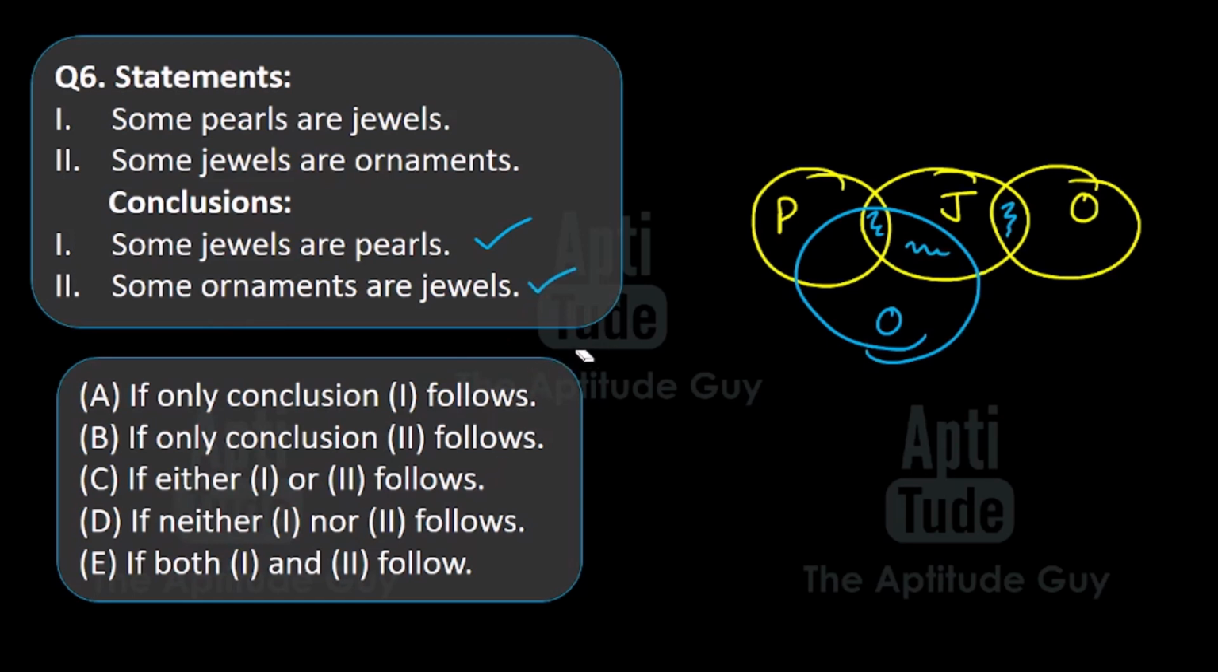Now this is such a simple question where you don't even need the Venn diagram. Just look at the statements and the conclusions. First statement, some pearls are jewels. First conclusion, some jewels are pearls. Exactly opposite of this. So obviously it makes sense. Second one, some jewels are ornaments. Some ornaments are jewels. Obviously the conclusions are just flipped statements. So they have to be true. So what is the answer? Both of them follow. That means the answer is option E. Both 1 and 2 follow.